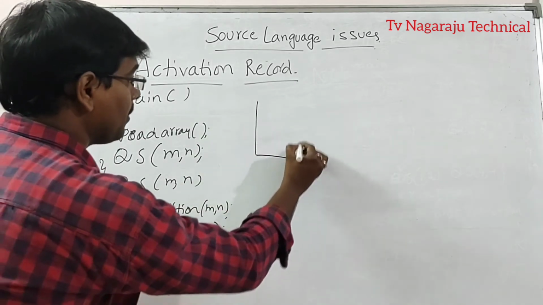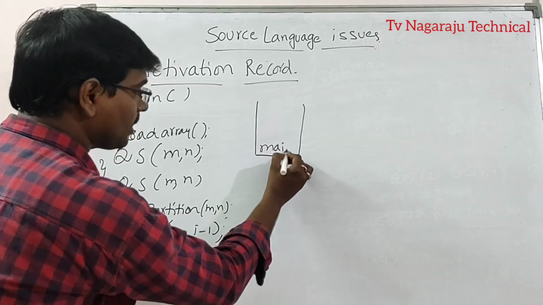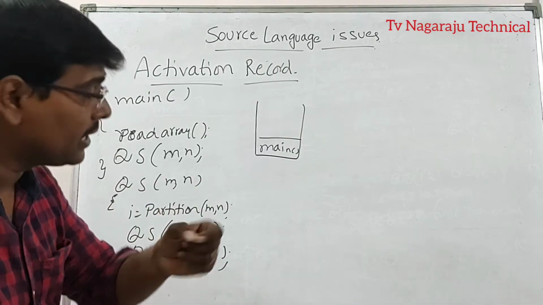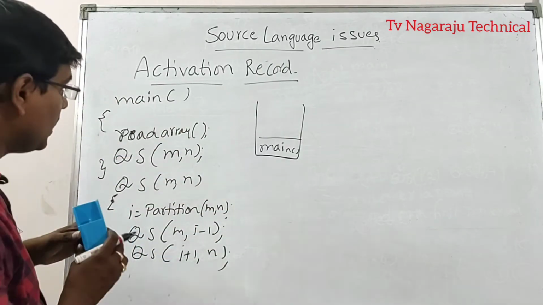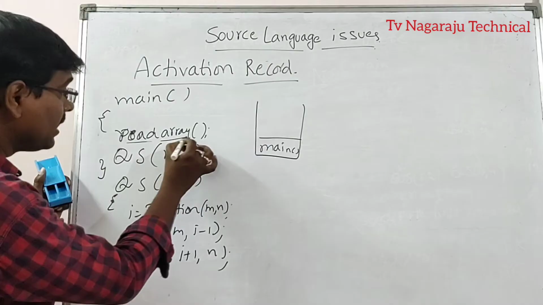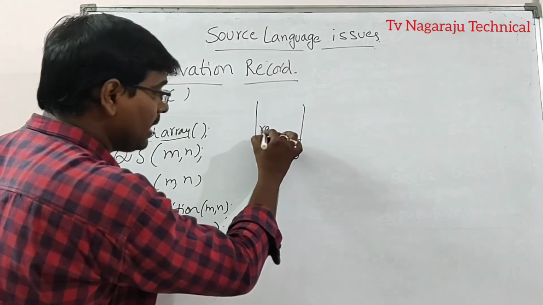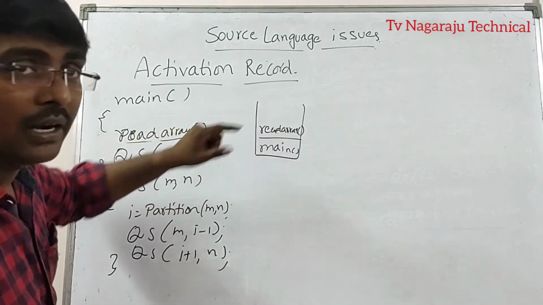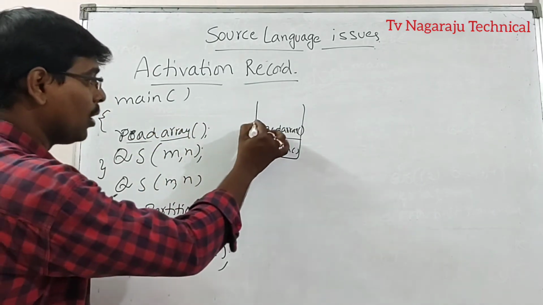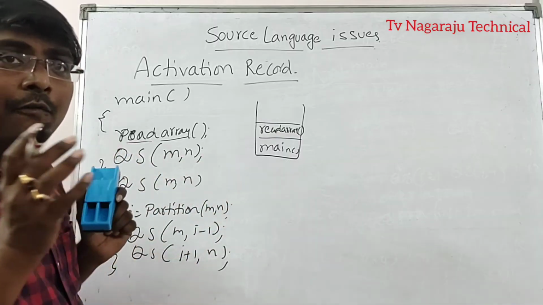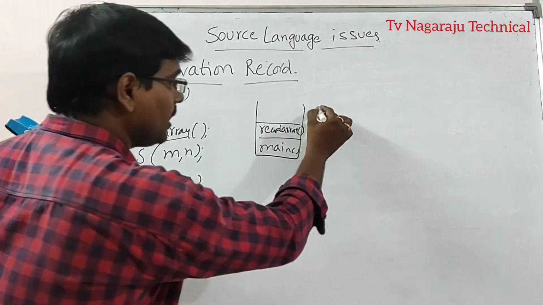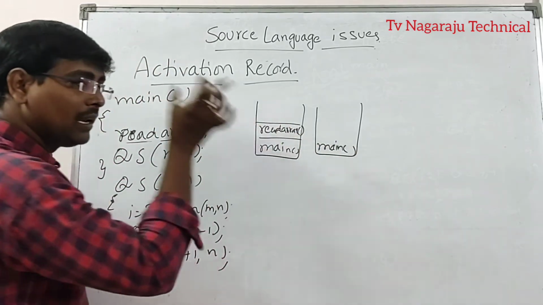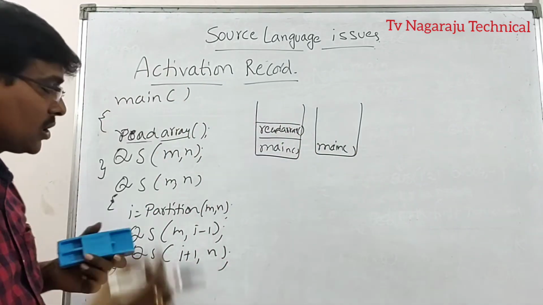First, main is pushed into the stack. That means the activation record of main is created and it is pushed to the stack immediately. Next, read array is pushed into the stack. The activation record for read array is pushed to the stack. Now read array is completed. Whenever the procedure is completed, the activation record is popped. That means read array is popped out from the stack.